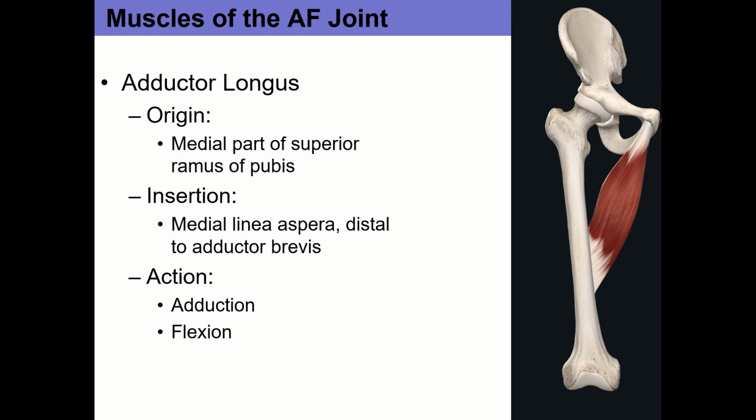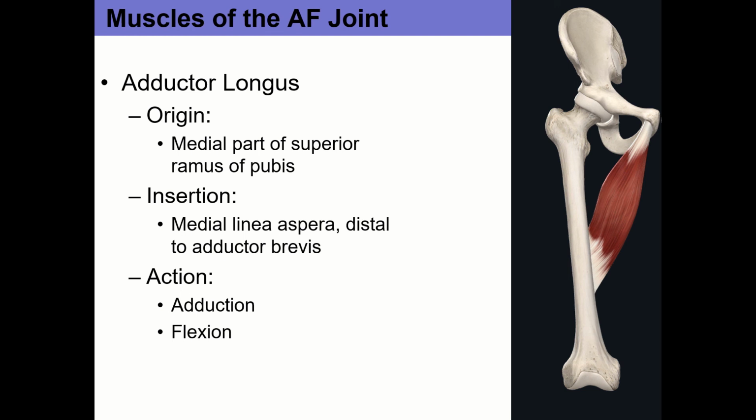There are some differences in where the origin is described here. The anatomy app describes it as the middle part of the superior ramus. Sometimes it's described as being on the inferior ramus, but we'll stick with this. And so it's also going to insert along the linea aspera. It is actually going to insert on the distal aspect of the linea aspera. So it inserts in the same line, but more distal than adductor brevis. So it's longer than brevis because it inserts further down the femur. That's what makes it a long muscle as opposed to brevis.